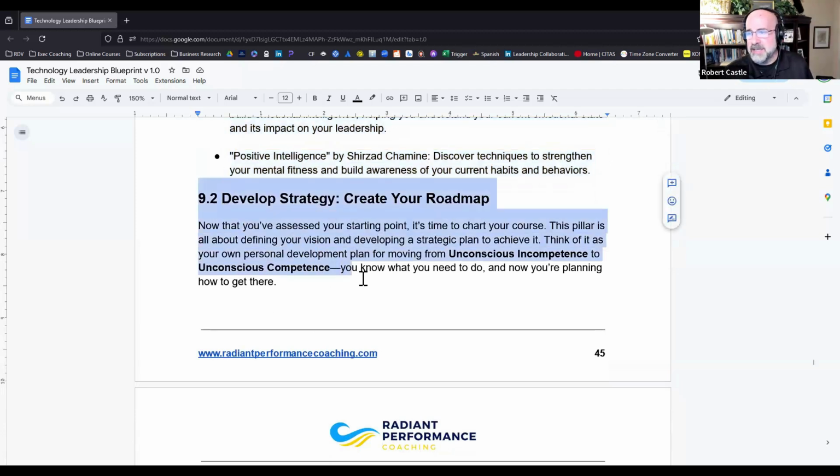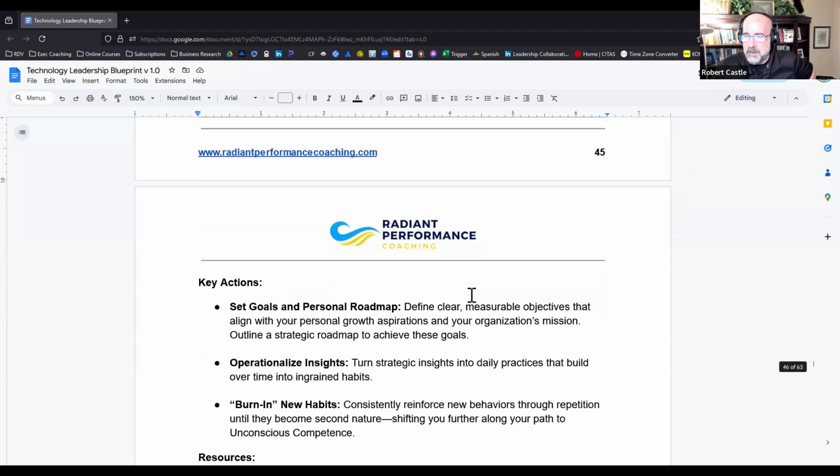So in the second stage, or the second pillar, it's develop a strategy. It's essentially creating your own personal roadmap. And so once you've assessed your starting point, it's now time to chart your course. And this pillar is all about defining your vision and developing a strategic plan to achieve it. Think of it as your own personal development plan from moving from unconscious incompetence to unconscious competence. You know what you need to do, and now you're planning on how to get there.